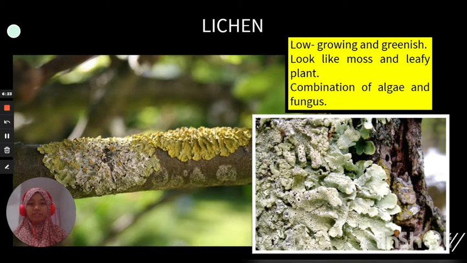Lichen. On the trunk of the tree, there's lichen. It is low growing and greenish. It looks like moss and leafy plants. It's a combination of algae and fungus. If you look at lichen, it will grow on other plants. So that means lichen is not a plant. Lichen will take food from the other plant.